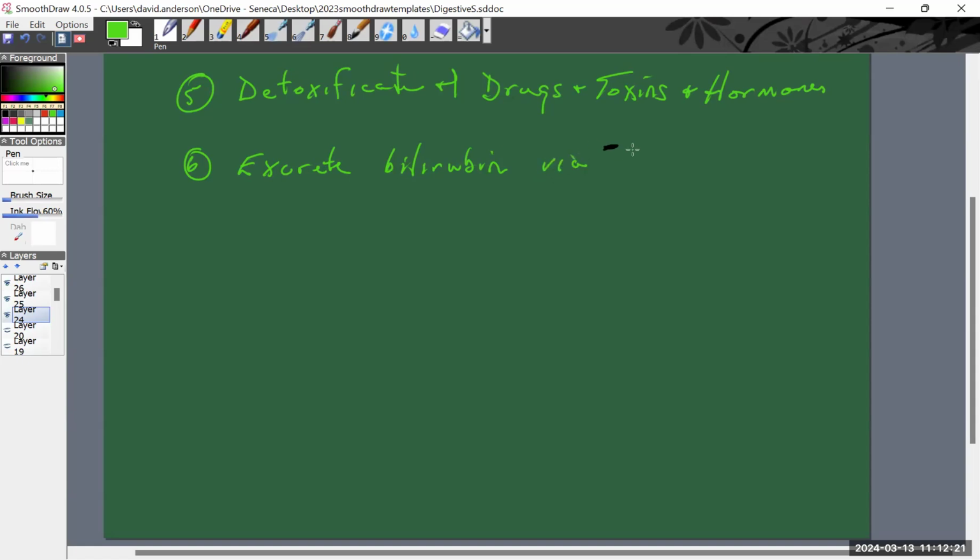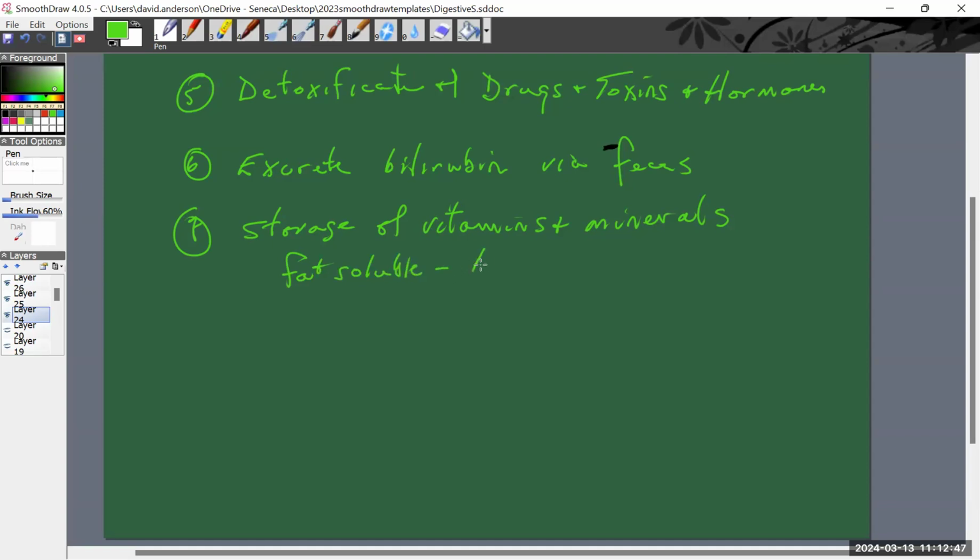So we'll say via feces, so we know it ends up in the digestive pathway. The other thing that these cells are able to do in the liver is the storage of vitamins and some minerals. So in particular, fat-soluble vitamins can be stored here. So those are A and E and D and K.